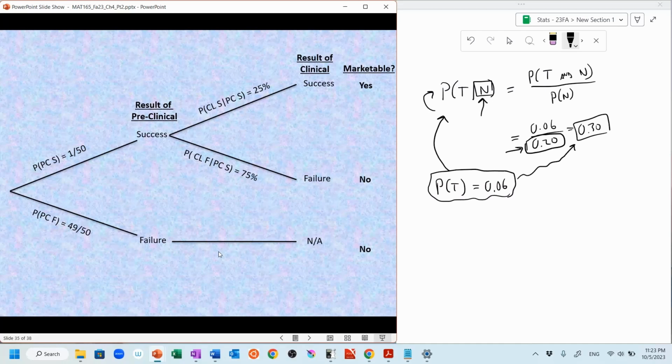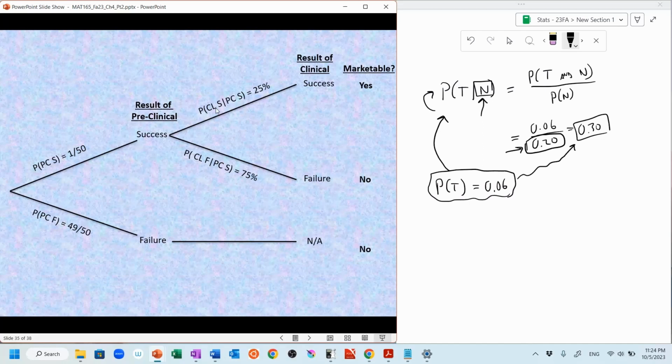Now here I've truncated the tree diagram because we know that if we fail the preclinical trial, then the drug is not marketable. We don't do a clinical trial after that. But if I have a preclinical success, if the drug works in the lab, we need to run a clinical trial. We need to make sure that it will actually still work in a more complex environment like the human body. We have to make sure the side effects aren't so terrible that people can't tolerate it, things like that.